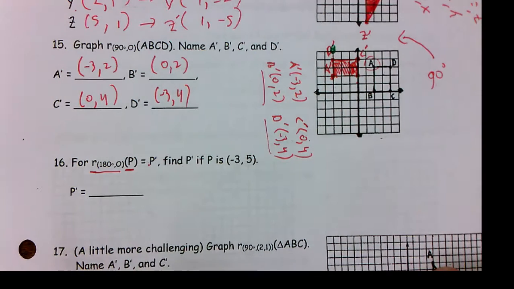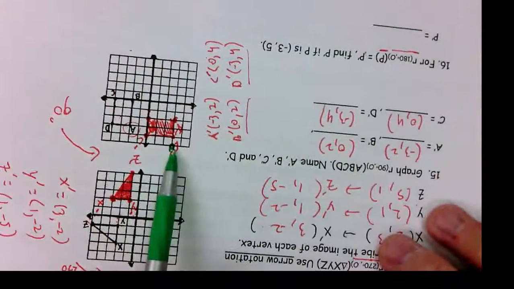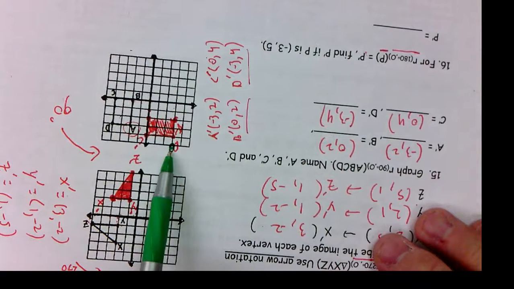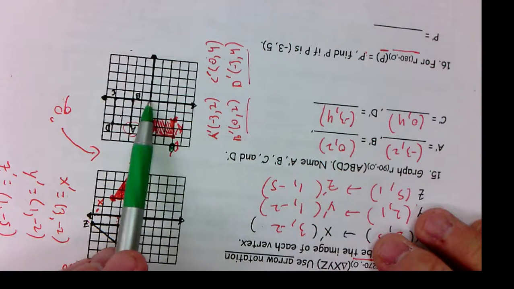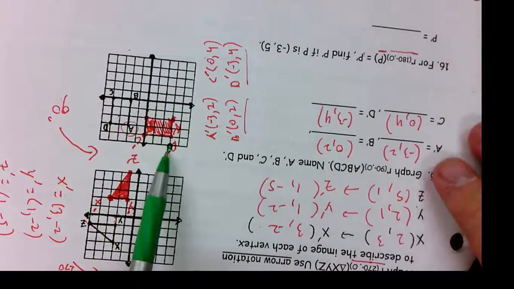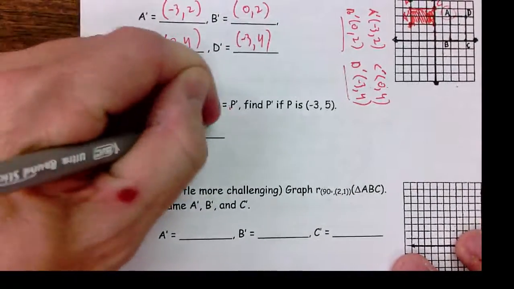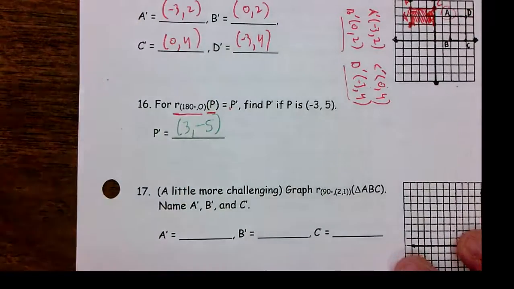So 180 degrees is this way, 2 turns. There's 90 degrees. There's 180 degrees. And my green point ended up, after a 180-degree rotation, at 1, 2, 3, 1, 2, 3, 4, 5, 3, -5. So let's turn back, and we can say that P prime is at 3, -5.